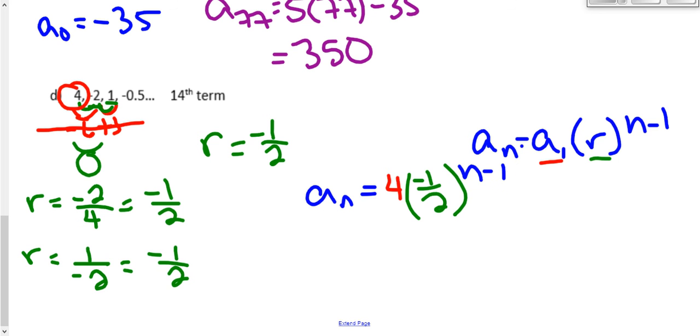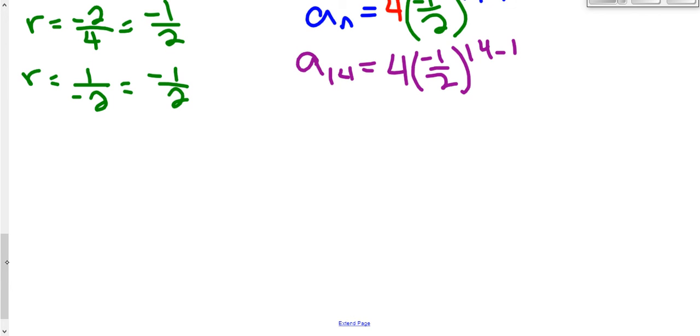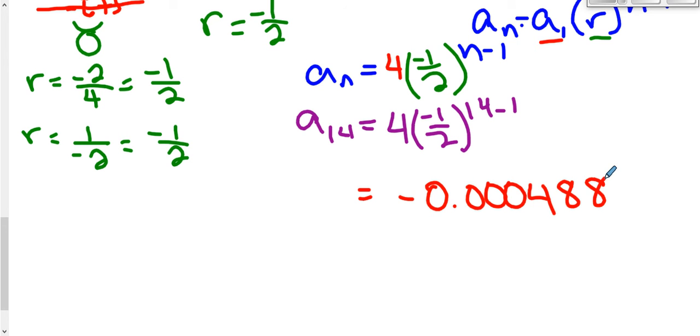And all I have to do now is plug in the n value I'm looking for, 14. a sub 14 is 4 times negative 1/2 to the 14 minus 1 power. This answer is also ridiculous. It's very, very ugly. You don't have to worry. The test shouldn't have anything quite this nasty on it. But if you plug that in the calculator, the number you get is negative 0.000 and, to 3 significant figures, 488. All right. So that's it for finding those missing terms.